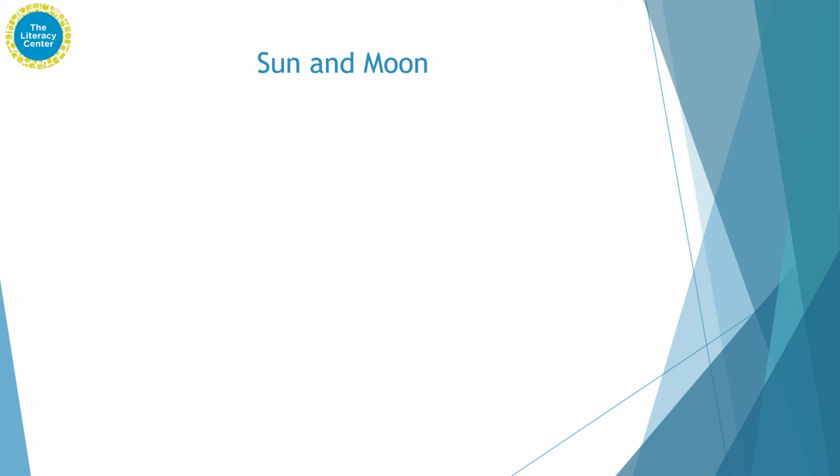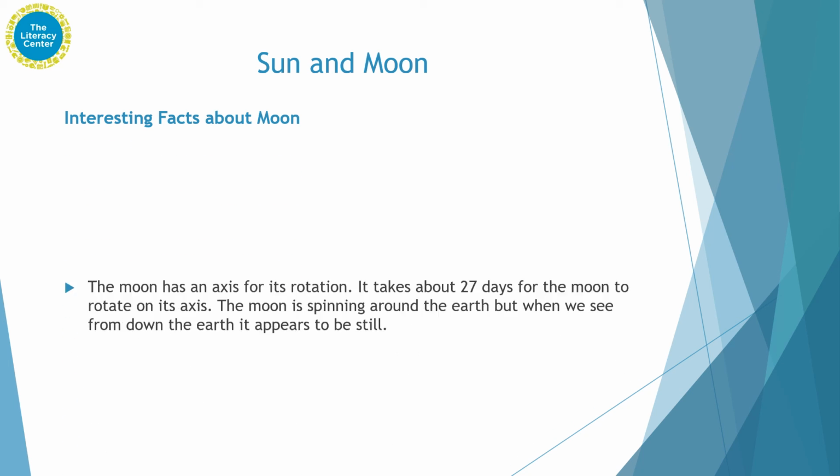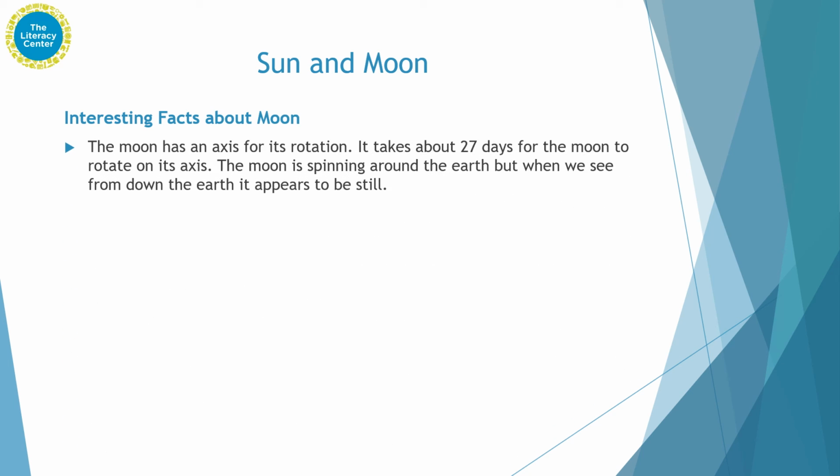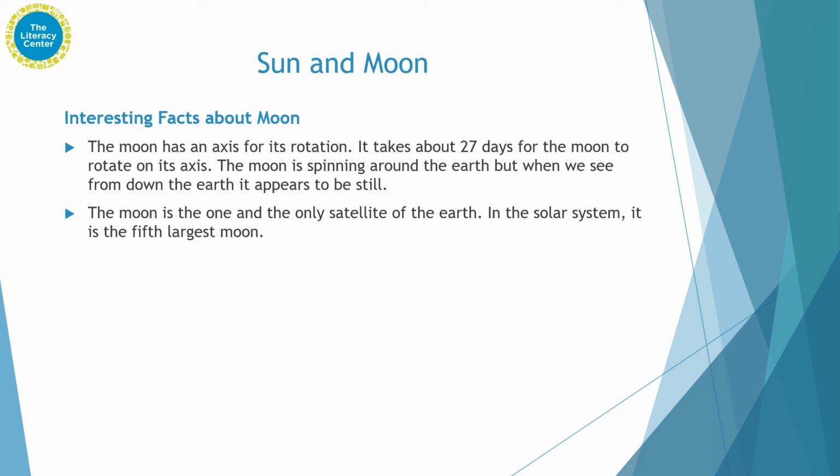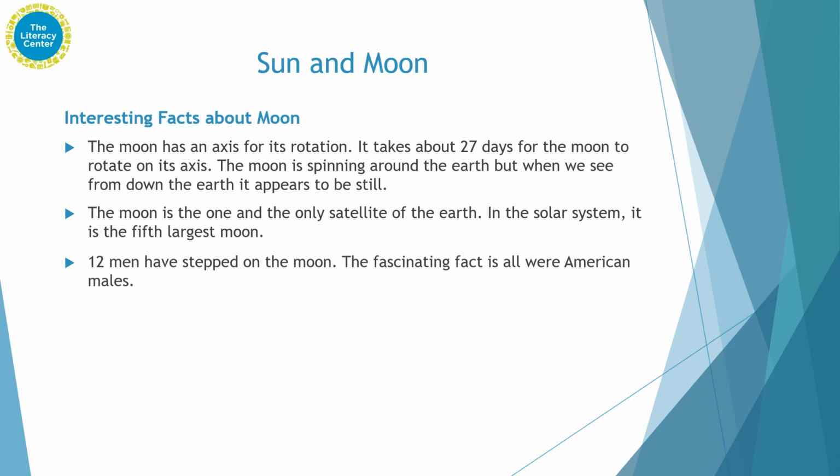And what interesting facts do we know about the Moon? The Moon has an axis for its rotation. It takes about 27 days for the Moon to rotate on its axis. The Moon is spinning around the Earth, but when we see it from down on the Earth, it appears to be still. The Moon is the one and only satellite of the Earth. In the solar system, it is the fifth largest moon.